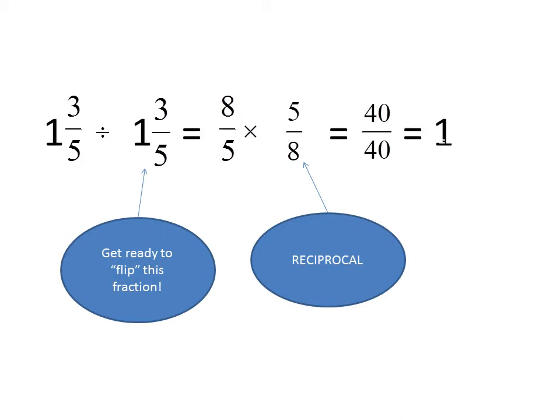Okay, now we have that whole problem up there. 1 3/5 divided by 1 3/5. Again, we're going to flip that second mixed number. 8/5 is the improper fraction for 1 3/5. 5 times 1 is 5, plus 3 is 8. So when we rewrite the problem, it becomes 8/5 times 5/8.